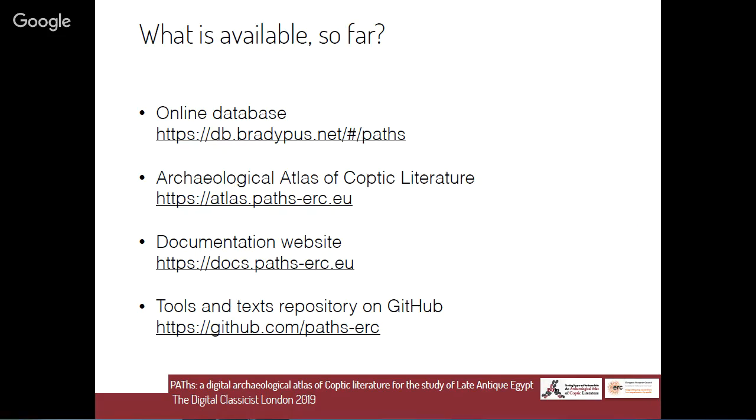Well, that is the theoretical background, or the methodology that we have developed. But what is available so far? Well, of course, the online database. We can go to this link, but you need a username and password to access it, where all these data are preserved. And also the archaeological atlas, which is open access. It has been online, as I said, since February of this year. It can be reached at atlas.paths-erc.eu. And the documentation website, which is still in an early phase of development, docs.paths-erc.eu, and also our tools and text repository on GitHub.